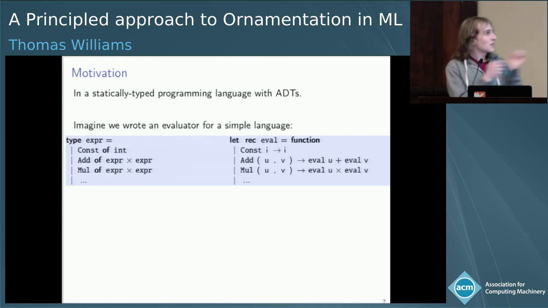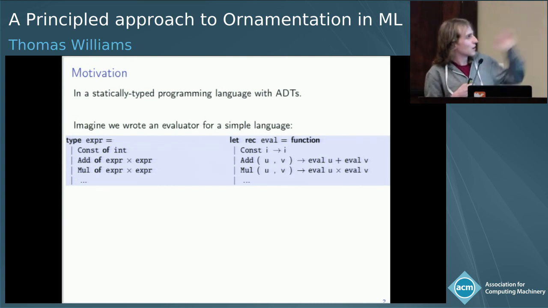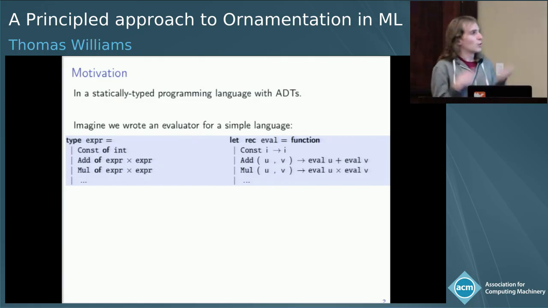So imagine that we are writing a program in a functional, statically typed programming language with algebraic data types, OCaml, for example, and that we wrote an evaluator for a very simple programming language, or complex. So we have a constant, addition, multiplication, and maybe some other things. We also wrote an evaluator because that's probably what we want to do. It's still very simple, but there can be a number of other cases.